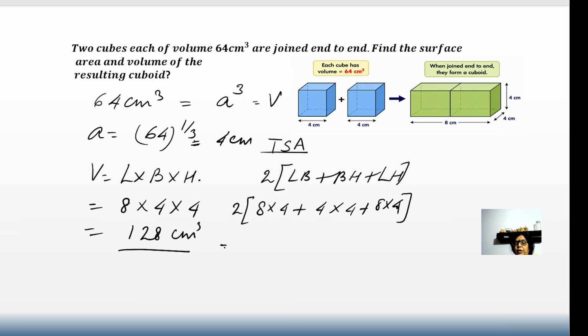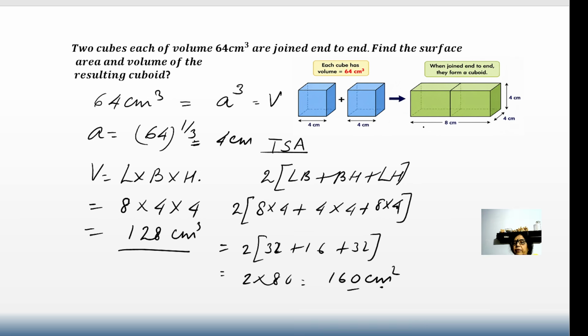So this becomes equal to 2 times (32 plus 16 plus 32). Now 32 plus 32 is 64, 64 plus 16 is 80, so 2 into 80 is equal to 160 square centimeter. Area will be in square centimeter.